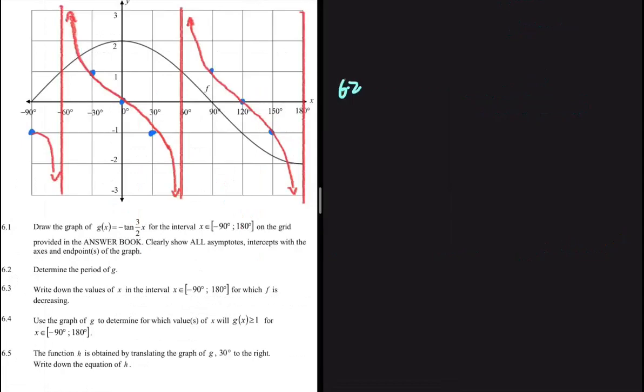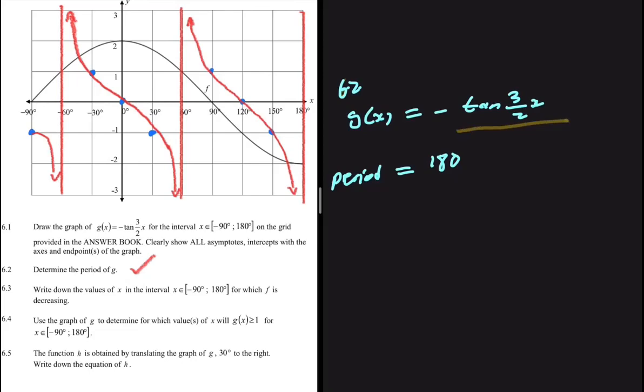Let's move to the following question, 6.2. We're supposed to determine the period of g. First of all, g of x is equal to minus tan of 3 divided by 2x. And now we're looking for the period of g of x. The period of tan of x is equal to 180. But we don't have tan of x. We have minus tan 3 divided by 2x.